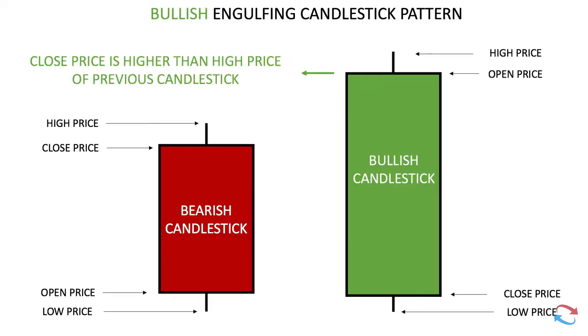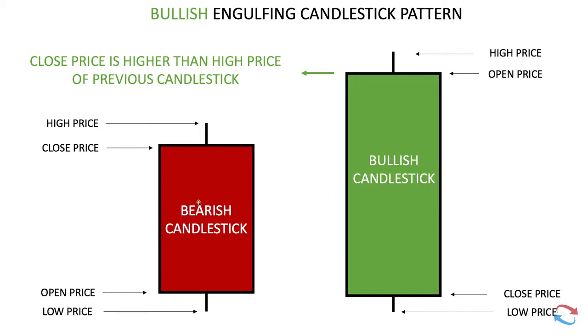So the second candlestick reversal pattern that is very popular with traders, and that indicates a reversal or potential reversal in price, is the engulfing candlestick pattern. We have a bullish and a bearish engulfing candlestick pattern, and it involves two candlesticks. You have the first candlestick, which would be a bearish candlestick, because what we're looking for is bullish price action.